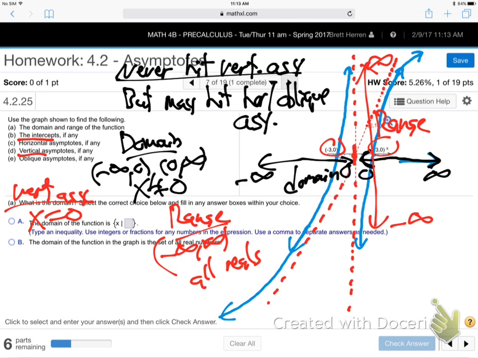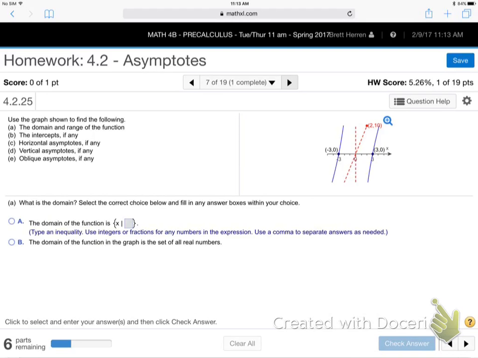Let's go to a new screen for that. So, all right, so last one, oblique, that's diagonal. They also call it slant. So the diagonal or slant or oblique asymptote. We're looking at it right here. We need the equation of it. How do you do that? Well, that's a y equals mx plus b.